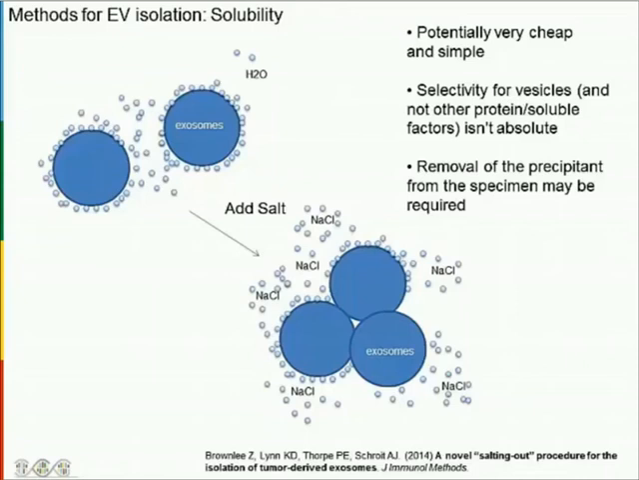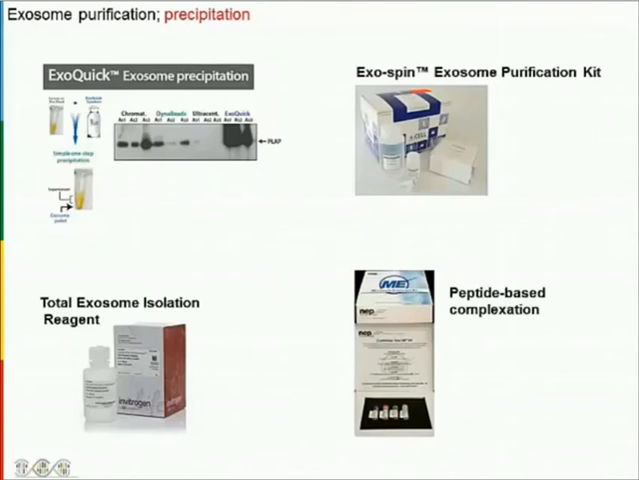You're bringing down vesicles, certainly, but you're also bringing down a whole bunch of non-vesicular material there. And also in your final product, you have your precipitant present. So a lot of salt in your sample is going to be really bad, for example, if you want to do some 2D gels. So you need to think about removing the precipitant as a vital step for further downstream analysis.